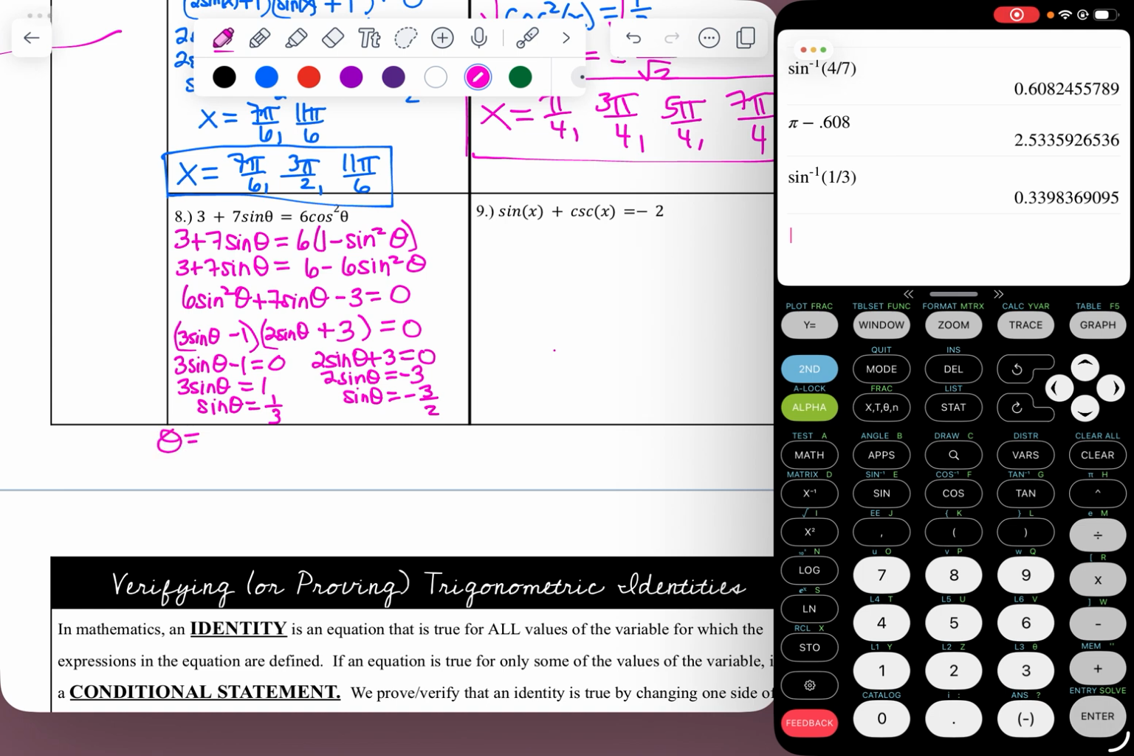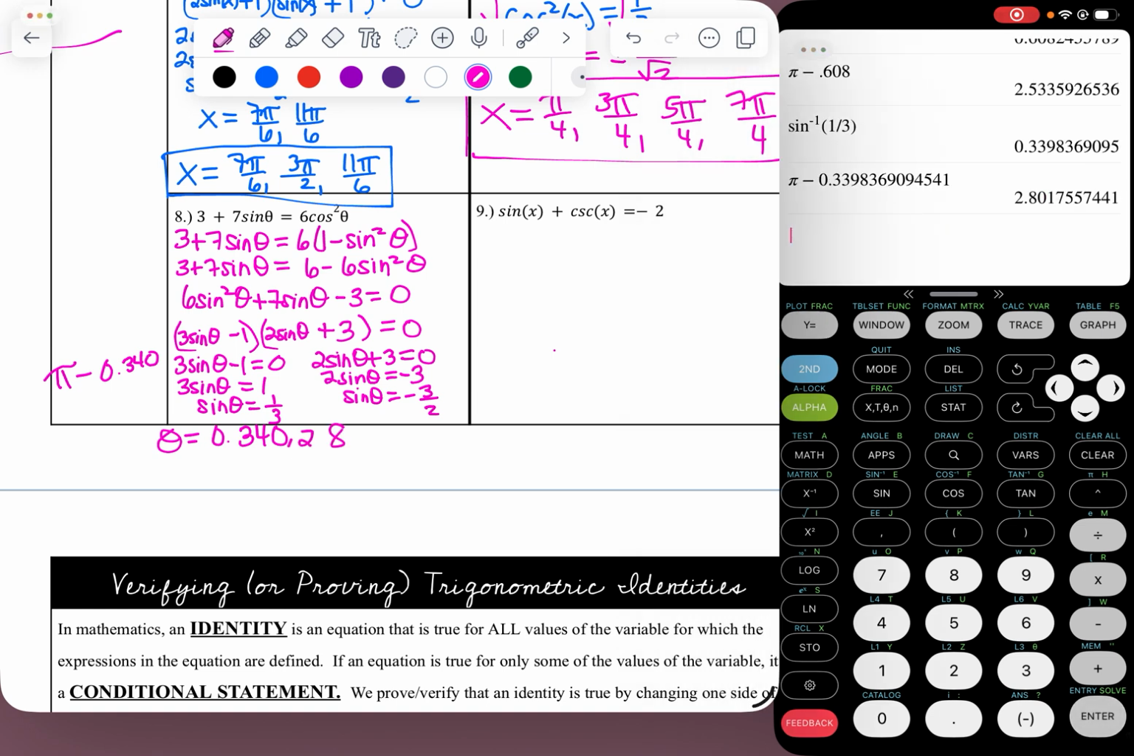So we're going to get 0.340, but sine is also positive over in that quadrant too, so I also have to do pi minus 0.340 to get my second one. So second caret to get the pi minus this gives us 2.802 as the other value.